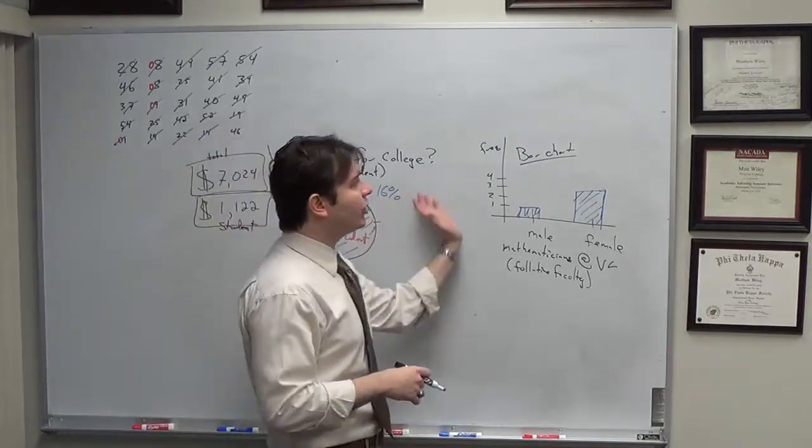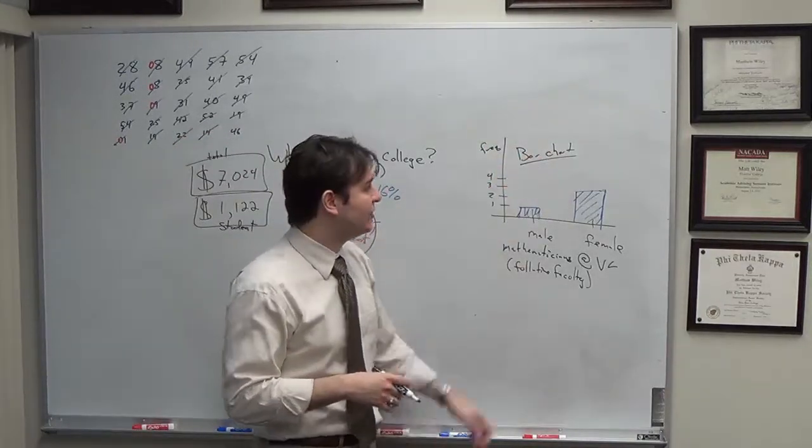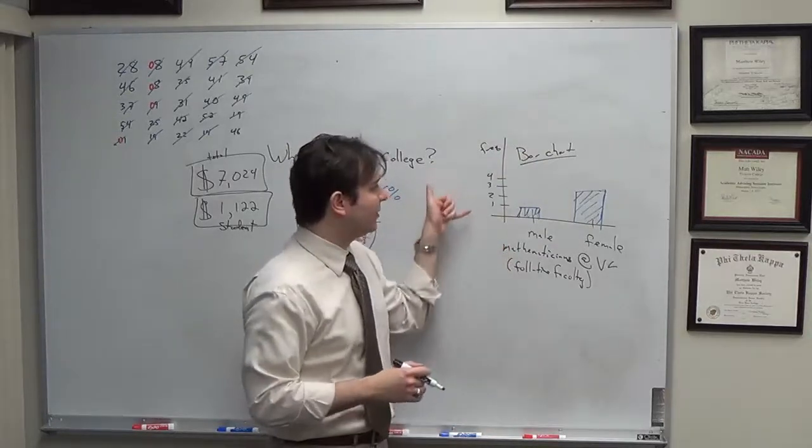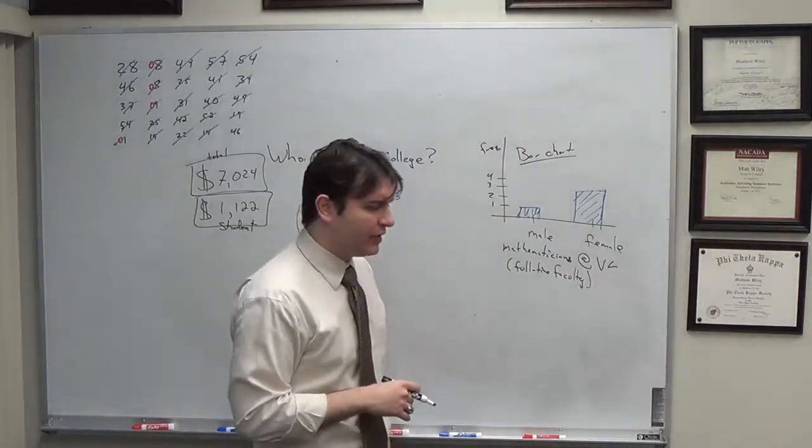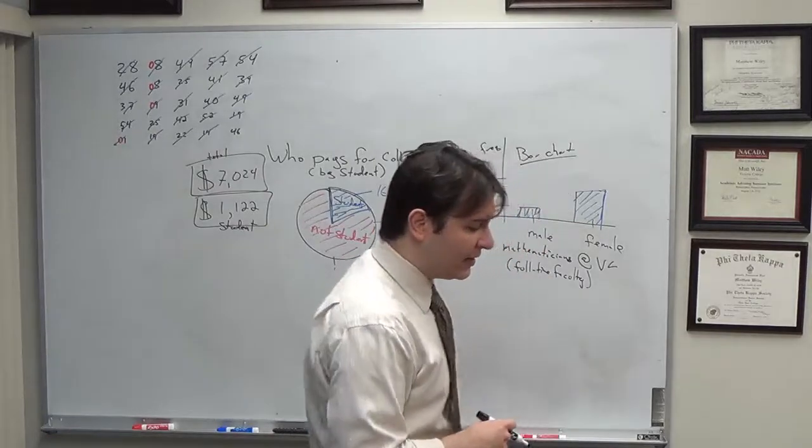You can also turn bar charts on their sides, and sometimes that's interesting. So I'd have male or female, and then I could have numbers of people that were doing different things. So you can have bar graphs, and that's interesting.